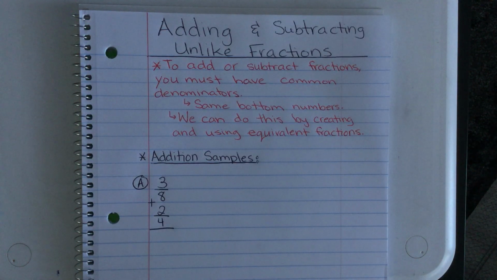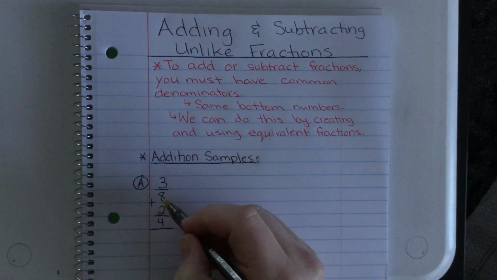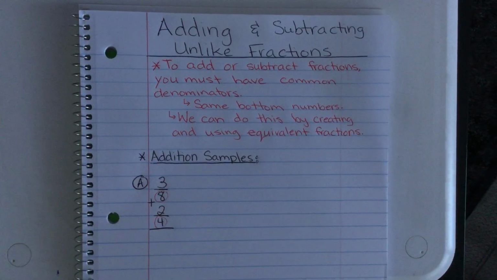So we'll do a few examples and I'll show some visual models also to hopefully clear some things up. So the first set we're going to do is addition examples, and we're going to start with the example of 3/8 plus 2/4. So as we can see, our denominators, our bottom numbers, are not the same. We have an 8 as a denominator and a 4 as a denominator. So since those are not the same, we have to create equivalent fractions and find a common denominator.